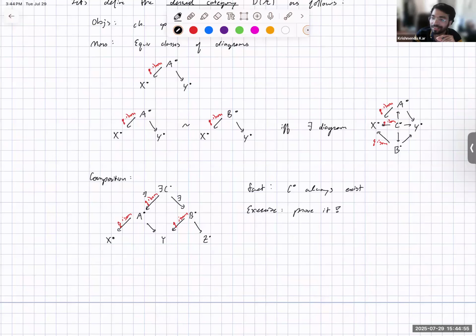Once again, can't I just take the pullback of A? The pullback may not exist. Oh, okay. I see.